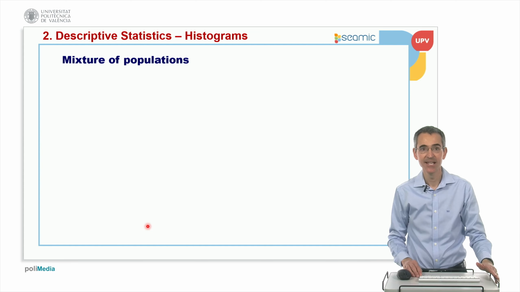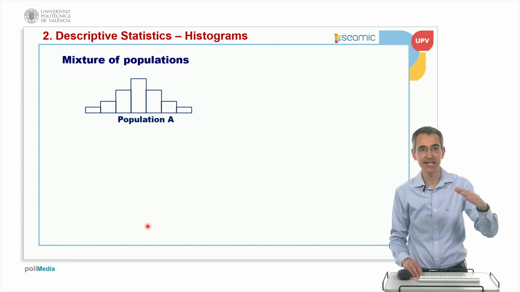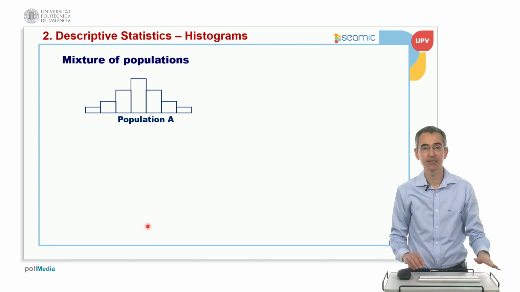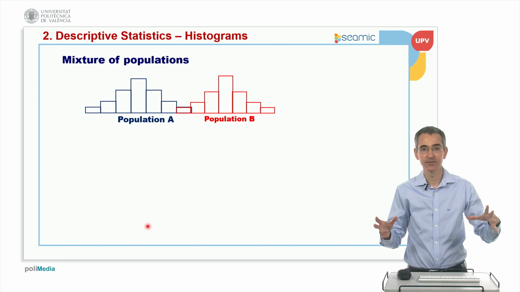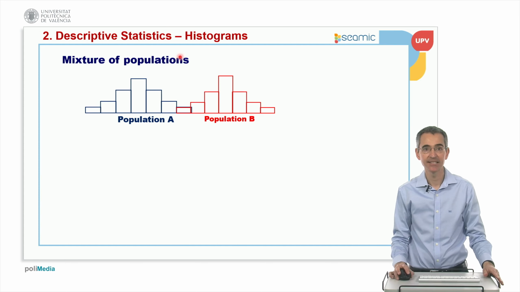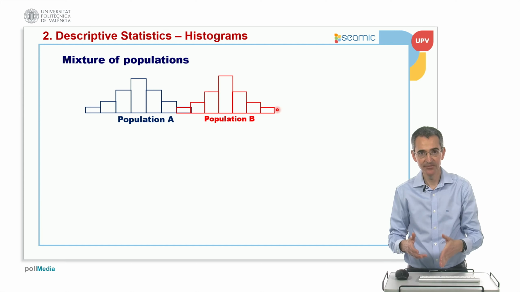Another usefulness of this histogram is to identify a mixture of populations. It may happen quite often. So imagine, for example, that I have data from one population and it is symmetric, more or less it follows a normal distribution. And then imagine that I have also data from another population with a different average, okay? So the data from the first population range more or less from here, the minimum, to here, the maximum, and then I have the data from the other population with the minimum here and the maximum here.